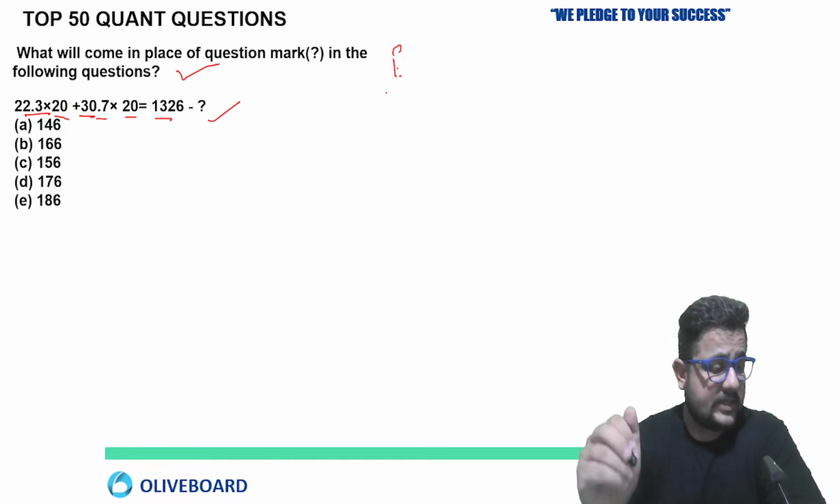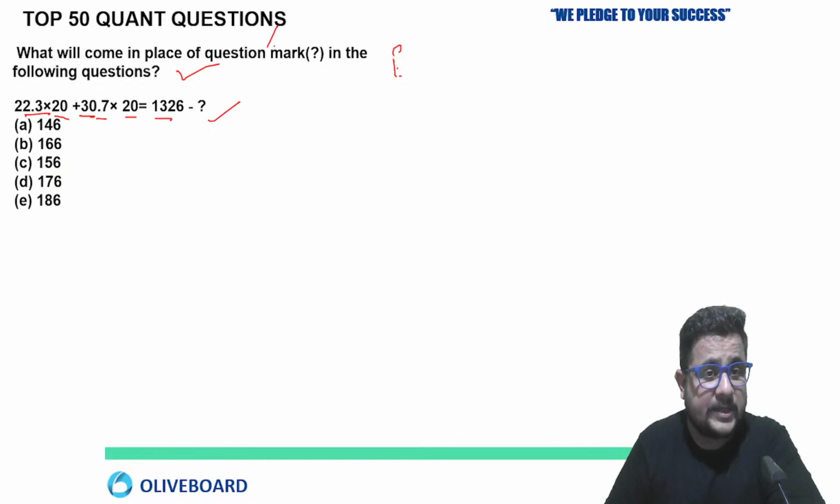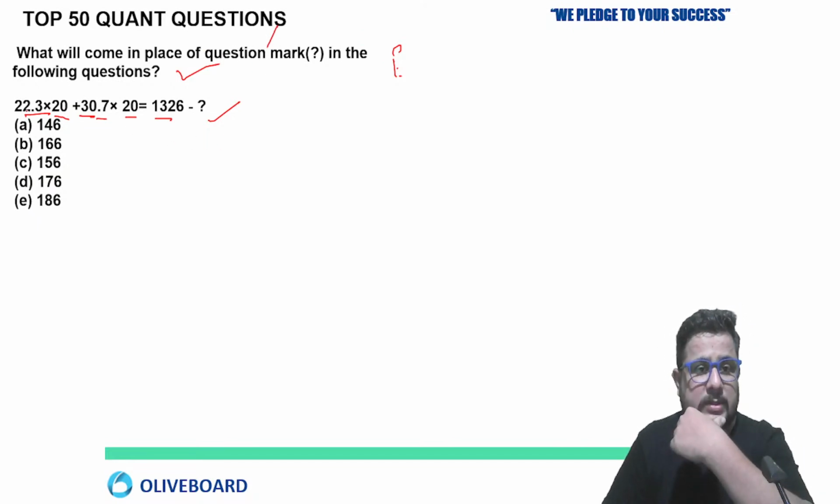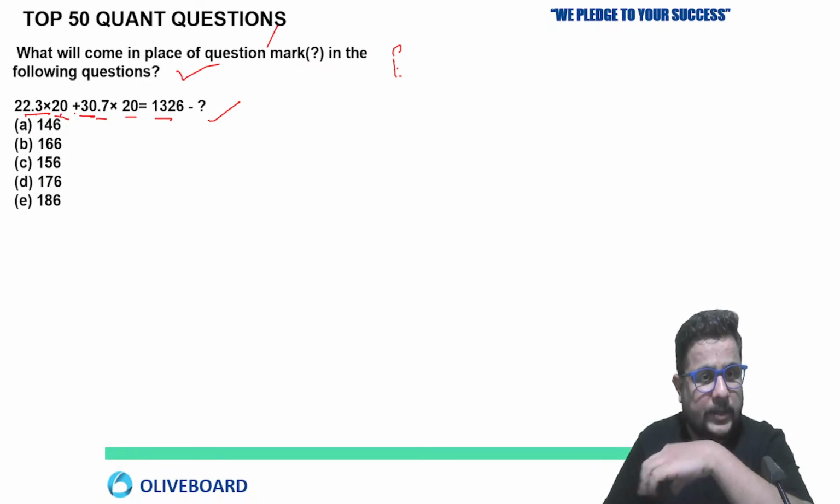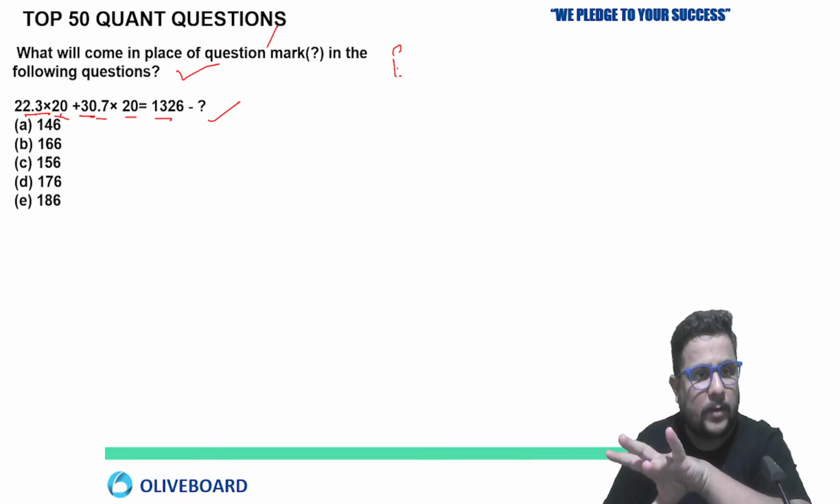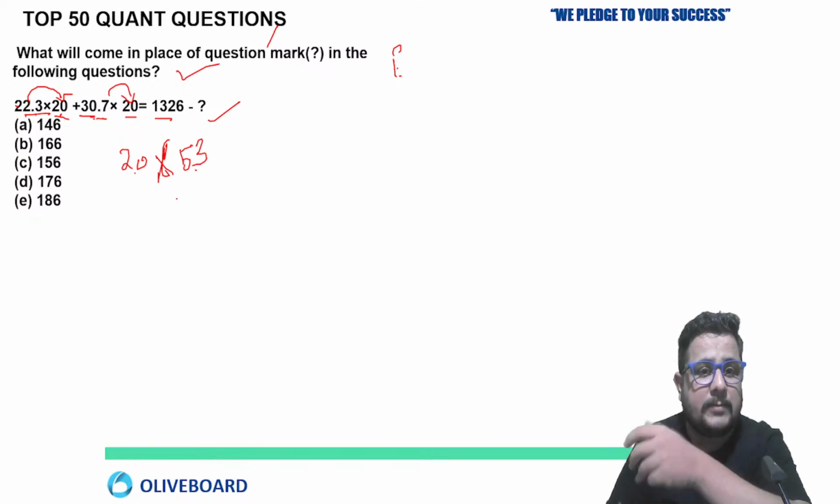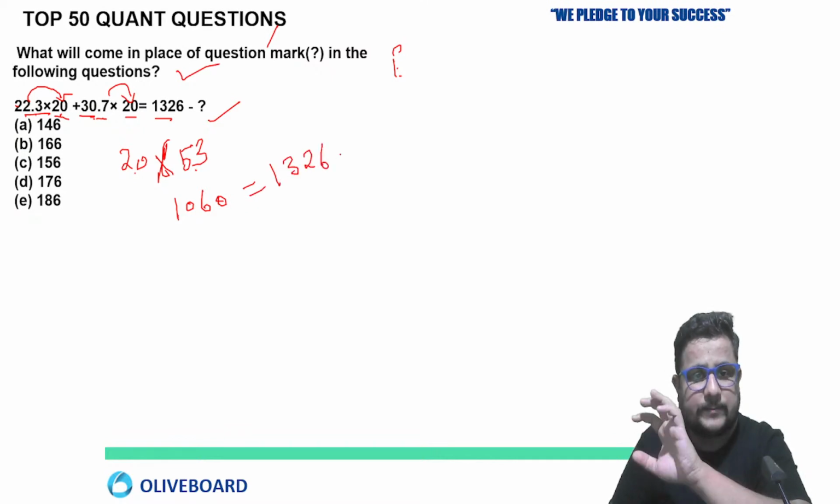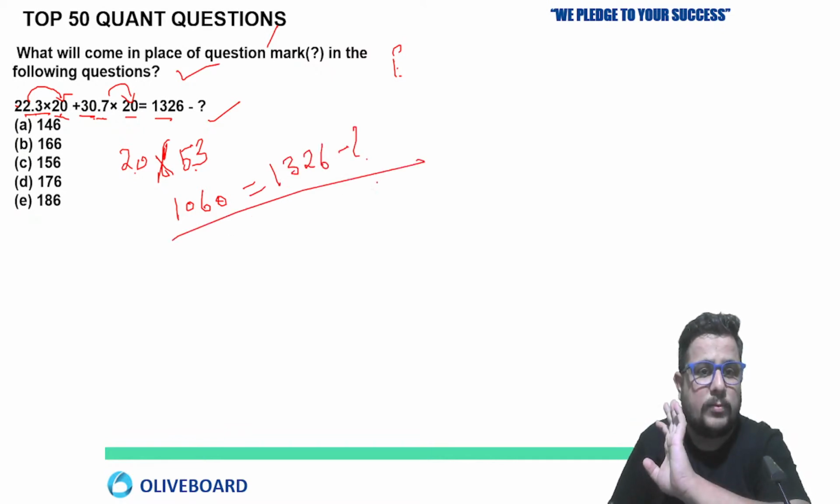Anyone who got the answer of this one? Very good. 146. Okay, what about others? See, 22.3 multiply 20 you can do in two forms. Either you can multiply these two and add, or you can take 20 common, then add 22.3 plus 30.7, which will be 53. Okay, so 53 multiplied 20, so 530 10 times, just double that, so 1060 equal to 1326 minus question mark. So how much are you going to get then?